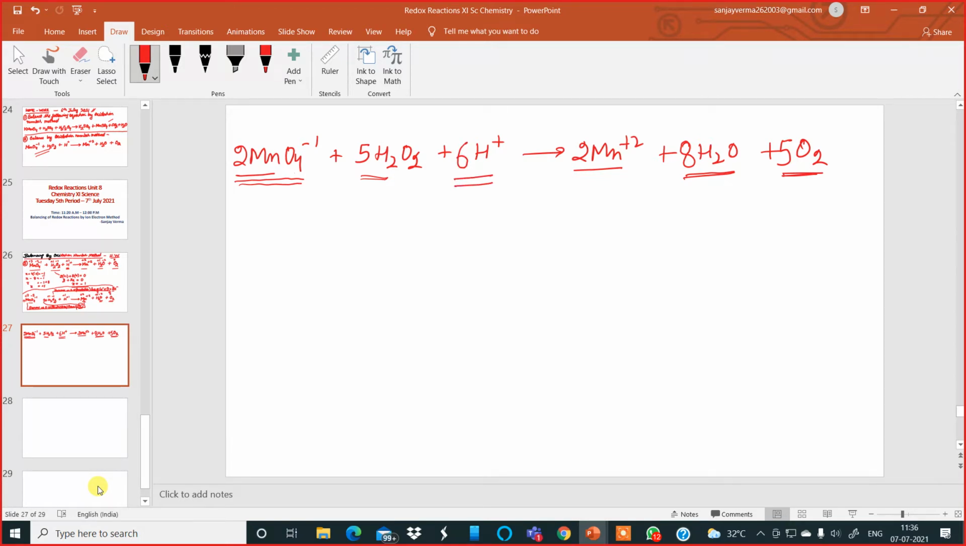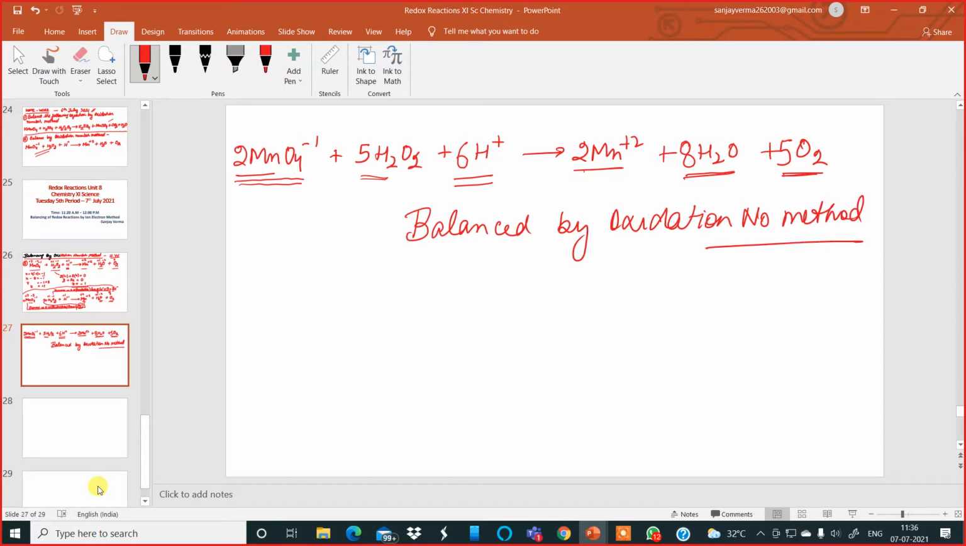Now if you check the overall equation, the entire equation, 2 Mn, 2 Mn. Oxygen is 4 twos are 8 plus 10, 18. Hydrogen is 5 twos are 10 plus 6, 16. Hydrogen 8 twos are 16. So now this redox reaction has been successfully balanced by the oxidation number method. I think this is clear with Rohan Kapil. Is it clear to you now?